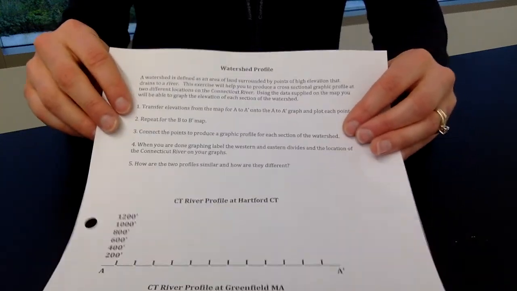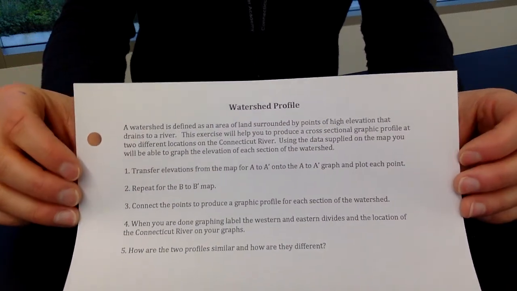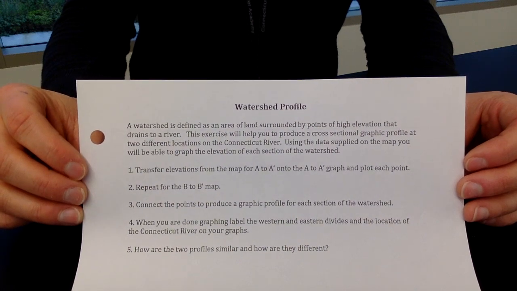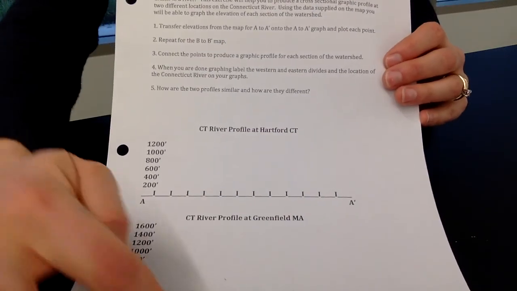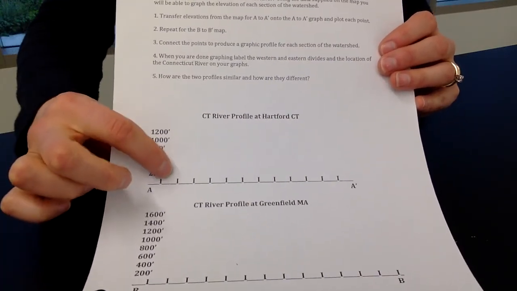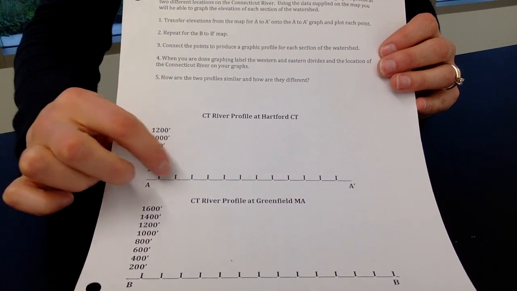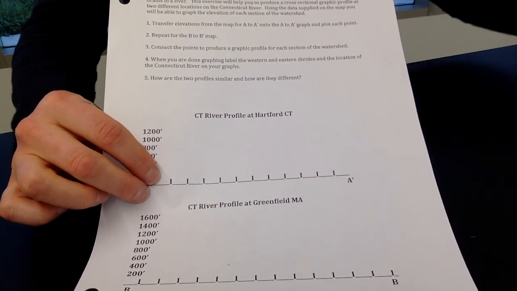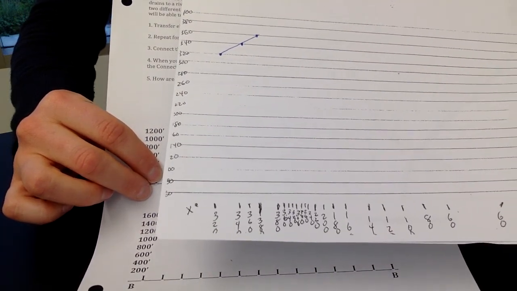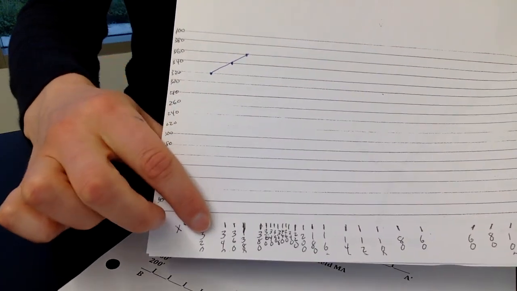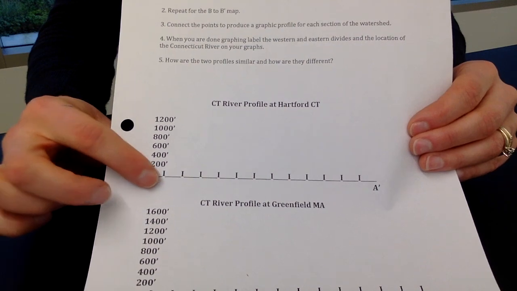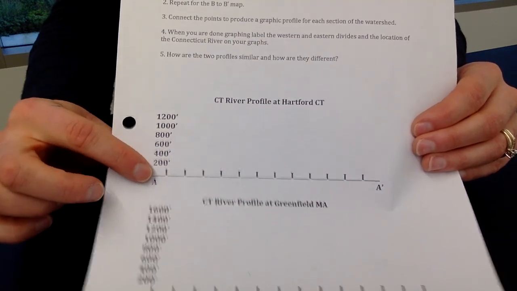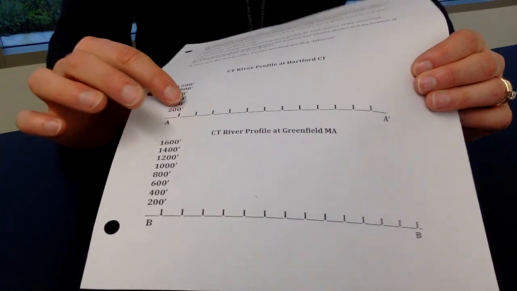I have the images up on Google Classroom. Like I said, you're going to follow the directions at the top of this paper to make the profile. It's a little bit more challenging because I did not give you the elevation marks where these dashes are on the x-axis like I did on the other practice sheet, where I already gave you the marks at the bottom on the x-axis. I'm talking about this right here. So you're going to have to fill them in on your own and make the profile of the landscape at Hartford, Connecticut, and Greenfield, Massachusetts.